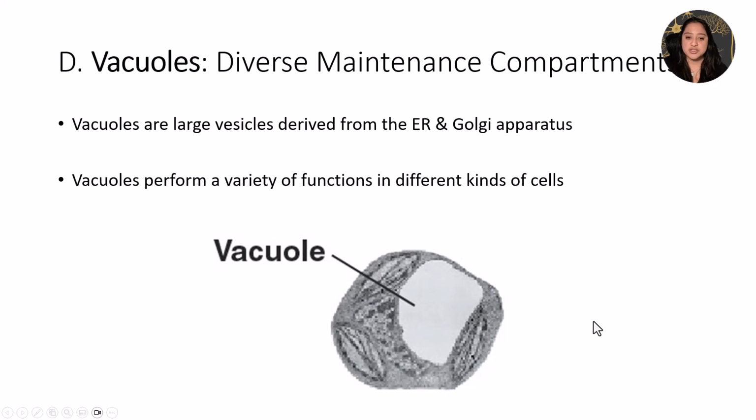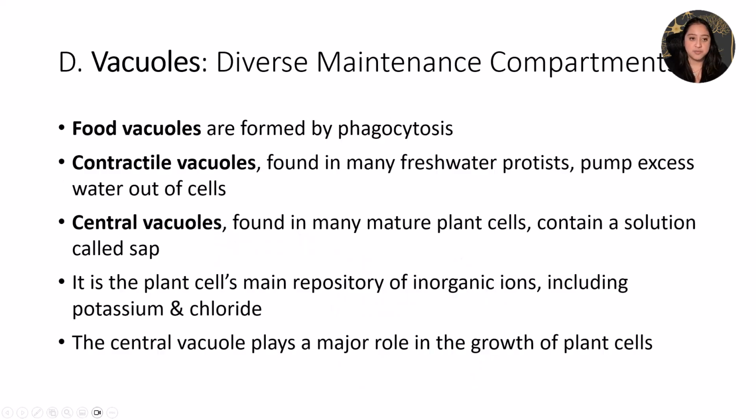And so we just talked about food vacuoles. So vacuoles are large vesicles, and they're derived from the ER and the Golgi apparatus. And they actually do a variety of functions in different kinds of cells. So that's why they're diverse maintenance compartments. So those food vacuoles are formed by phagocytosis. There are contractile vacuoles in many freshwater protists.